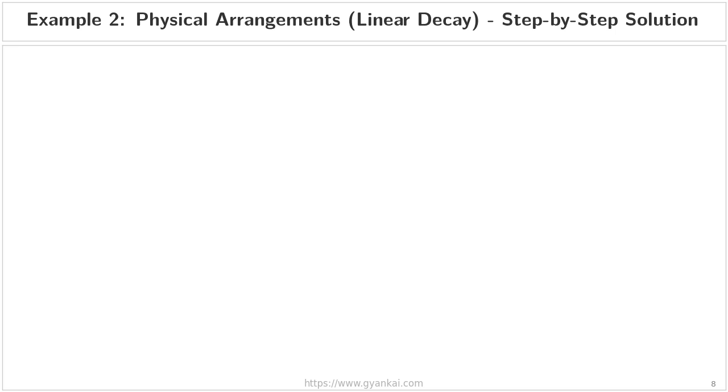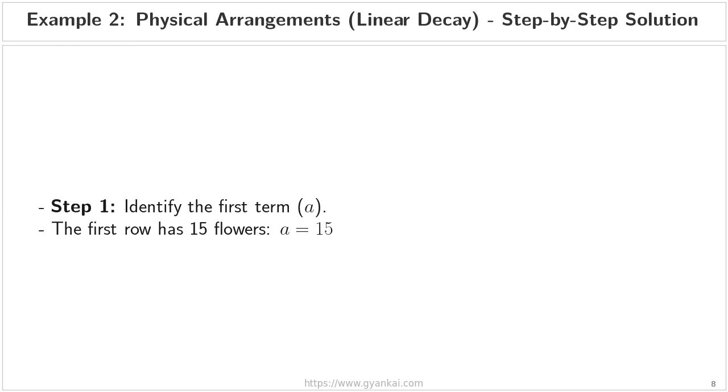Example 2, Physical Arrangements, Linear Decay, Step-by-Step Solution. First, we need to identify our first term, which we represent with the letter A. Looking back at our problem description, the very first row at the top of the garden contains 15 flowers. Therefore, our first term equals 15.